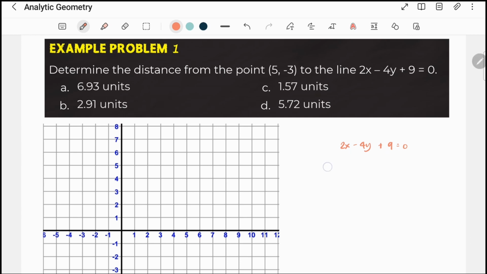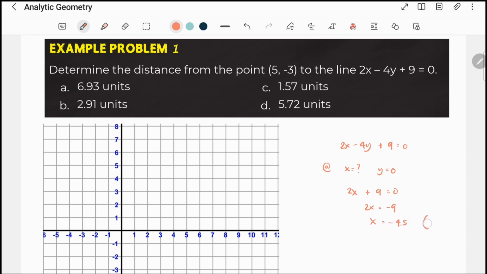So ang gawin natin, ang una, kunin natin yung ating x-intercept, tapos pangalawa kunin natin yung ating y-intercept. So para makuha natin yung ating x-intercept, dapat x yung ating may value, and y naman yung ating 0. So sa case na ito, mangyayari is 2x, 0 si y, so 0 yung ating second term, plus 9 equals to 0, so 2x equals to negative 9, and x equals to negative 4.5.